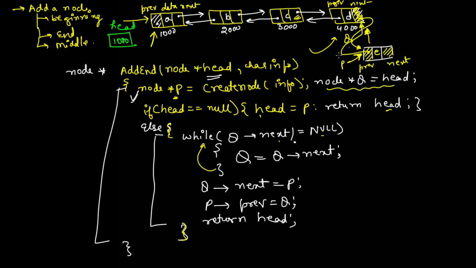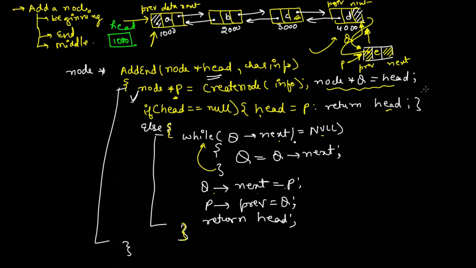So what you have done is Q of next is equal to P. That means here into this next part, you have stored the address of the newly created node, and then P's previous is equal to Q. That means in the previous part of P, you have stored the address of the previous node. That means you have just added a node at the end of the linked list. Then you can return the address of that newly added node. So this is how you can add a node at the end of the given linked list.